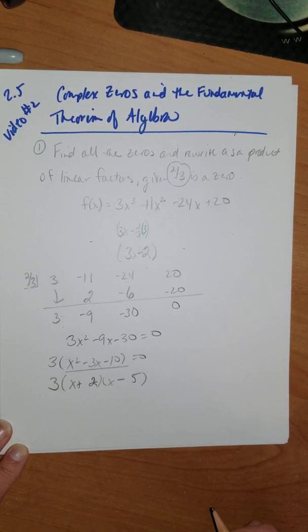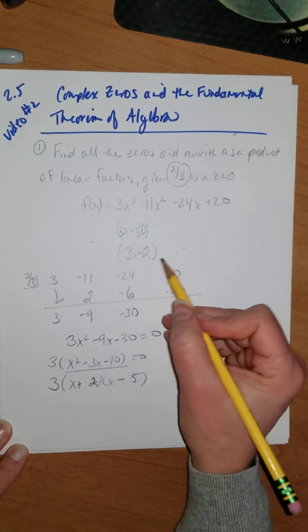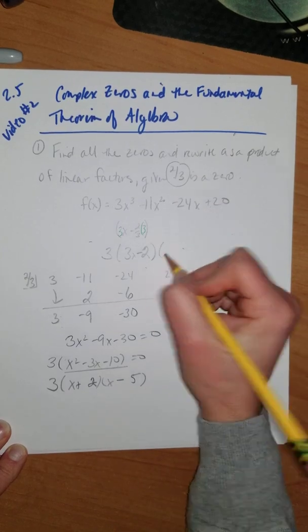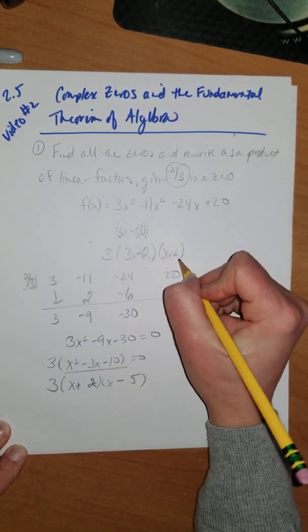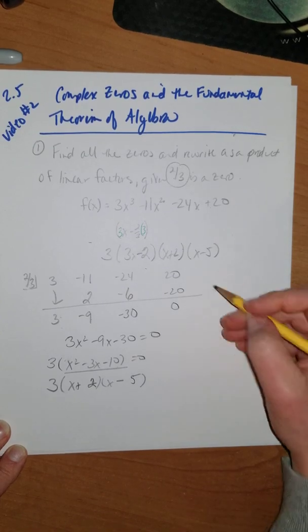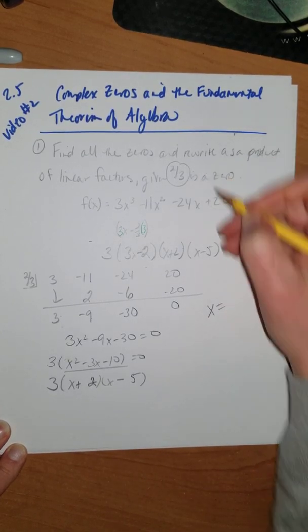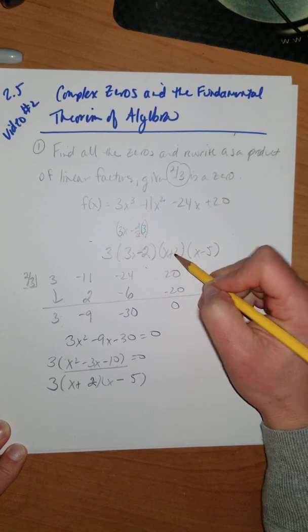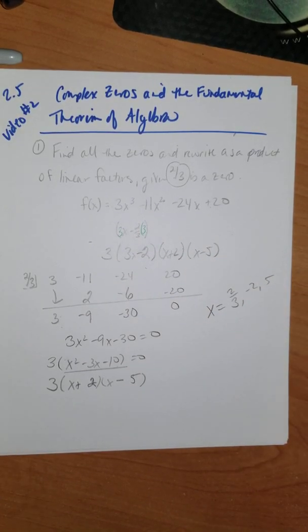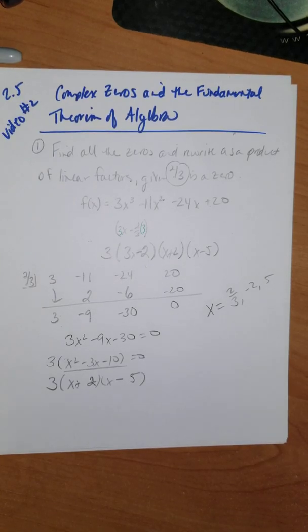All right, so my linear factorization is going to be this one, because that gave me that 0. I'm going to throw a 3 out there because I need that stretch. It's like a vertical stretch of 3. x plus 2, and then an x minus 5. And those are all of my factors. Therefore, my x-intercepts are 2/3, negative 2, and positive 5.